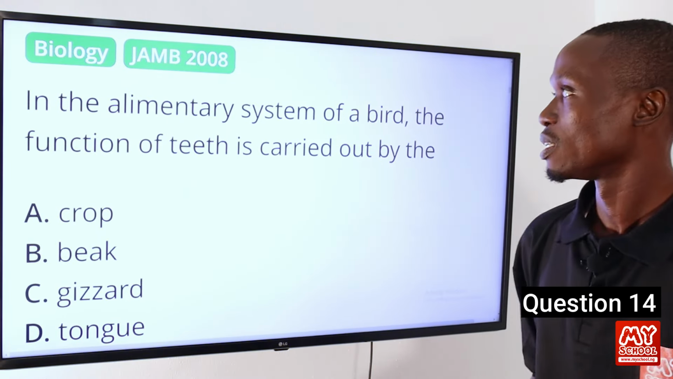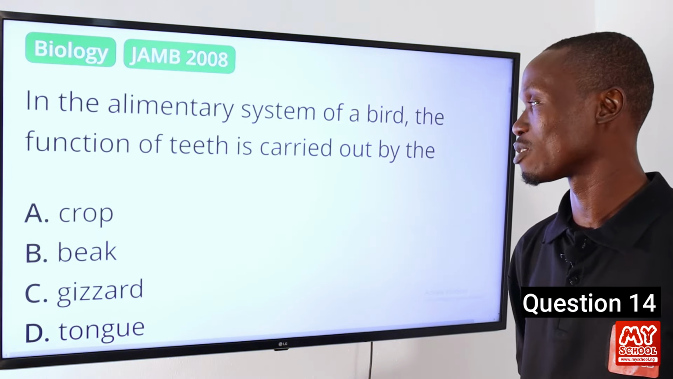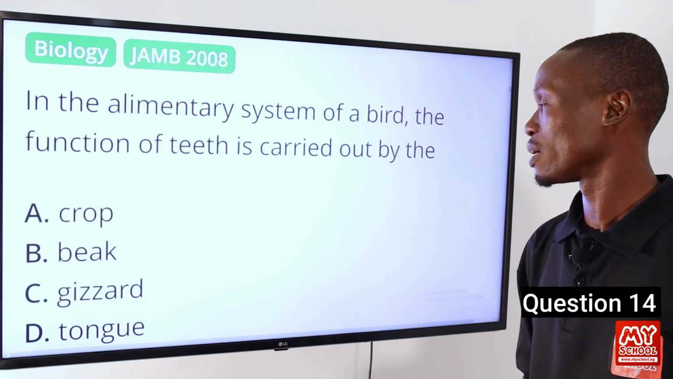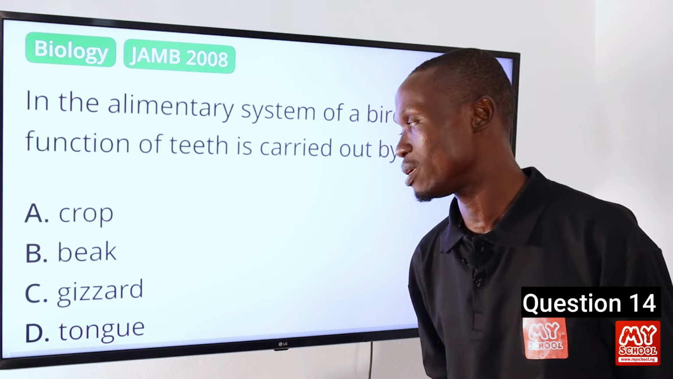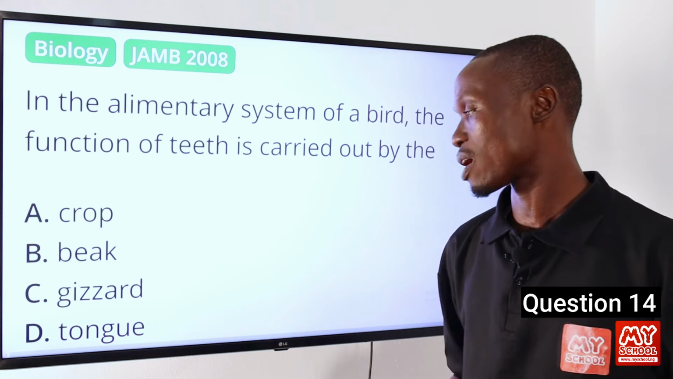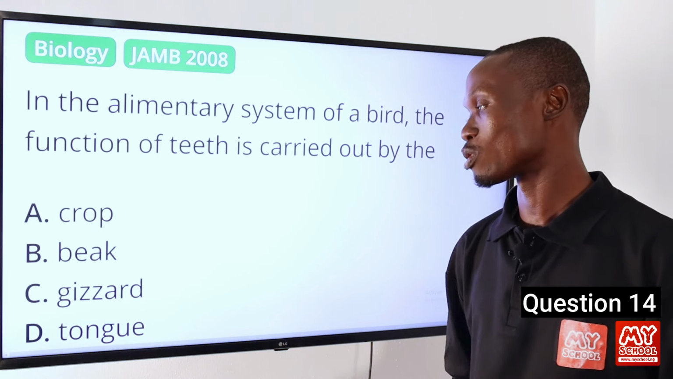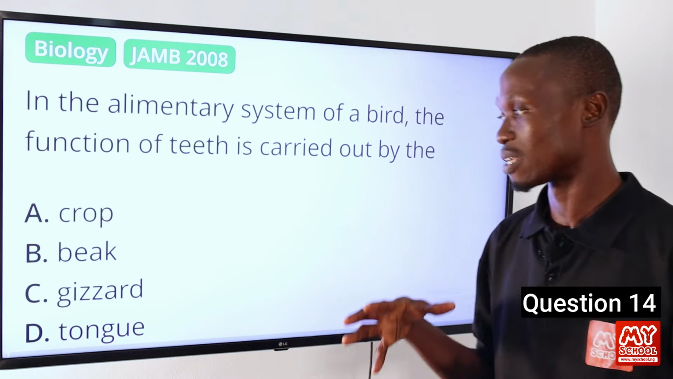Question 14. In the alimentary system of a bird, the function of teeth is carried out by the A, crop, B, beak, C, gizzard, D, tongue. Okay, so the answer to this question is gizzard.